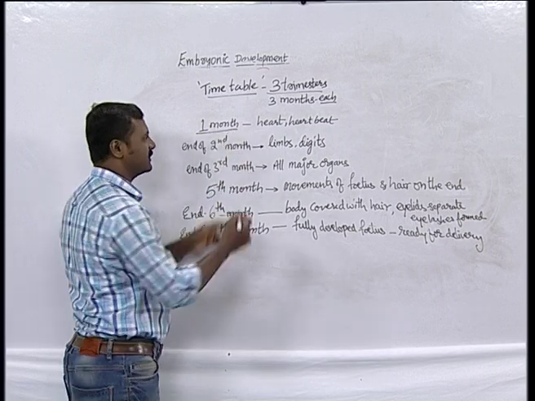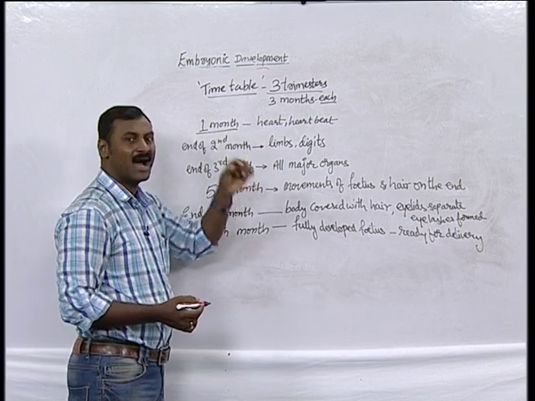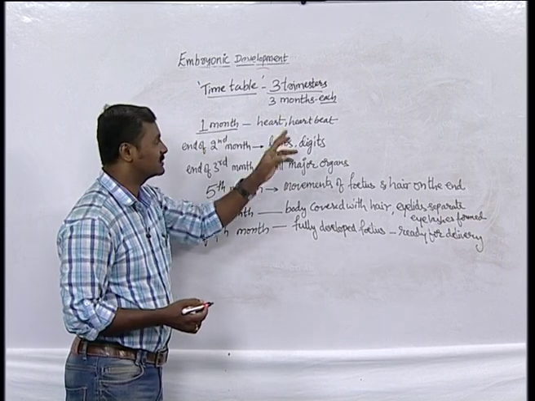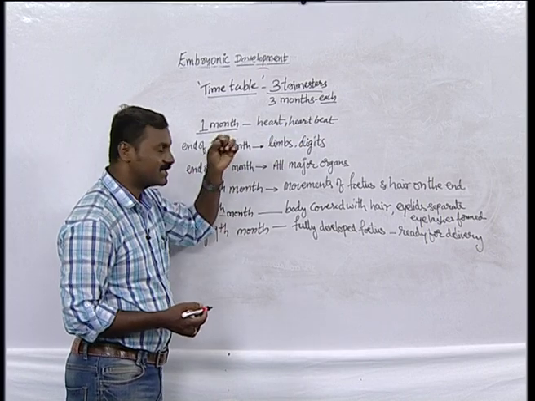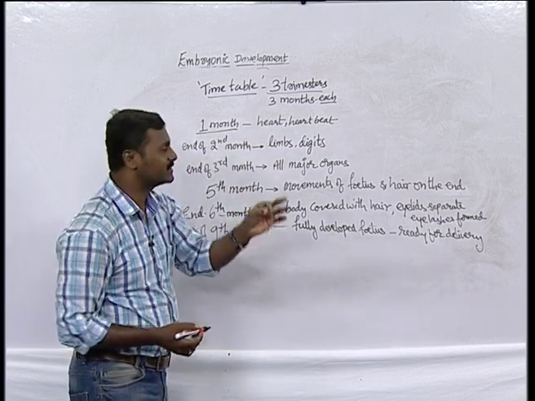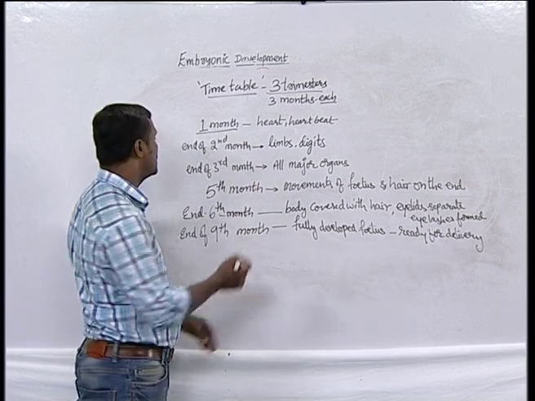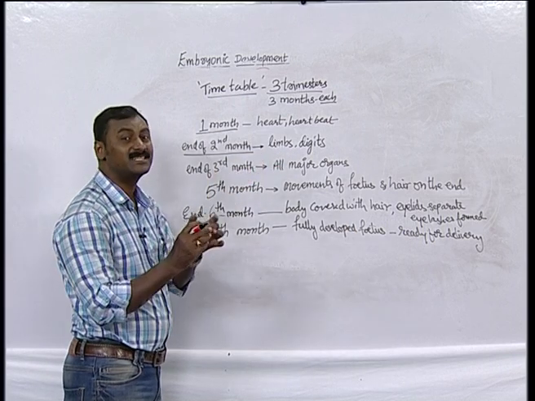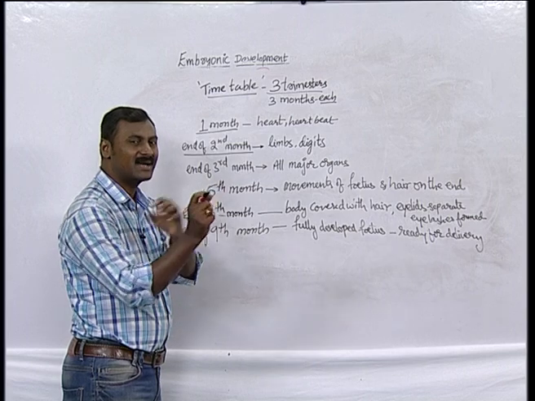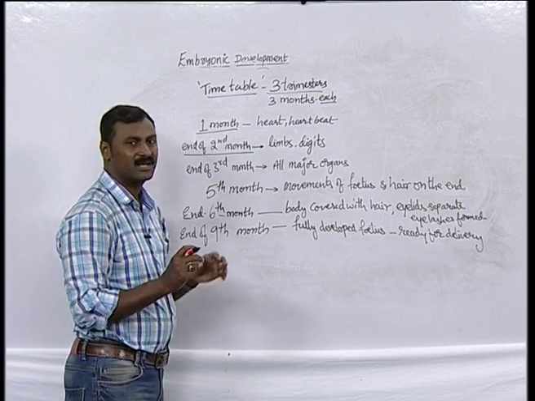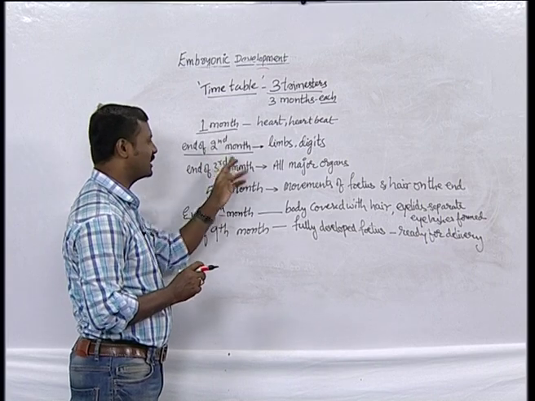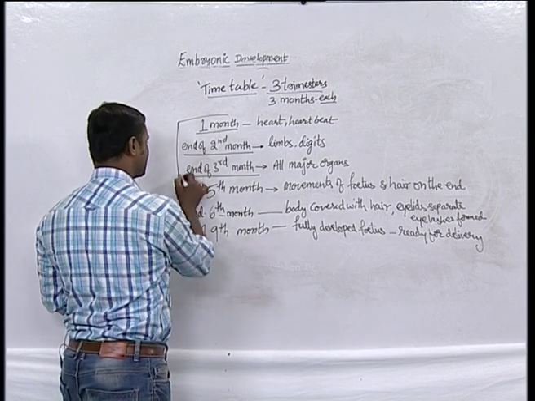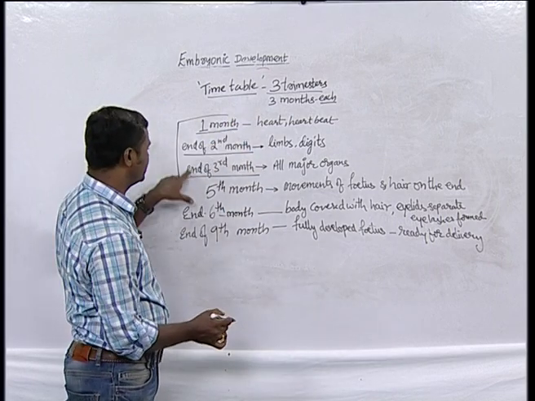In the first month, there will be development of the heart, and not only development of the heart, it also starts heartbeat. So by listening with a stethoscope, we can hear the sound of the fetal heartbeat at the age of 1 month embryo. At the end of the second month, you can see the limbs and digits are formed. Small size limbs, hands and finger digits formation we can see at the end of the second month. And the end of the third month means the first trimester is completed.